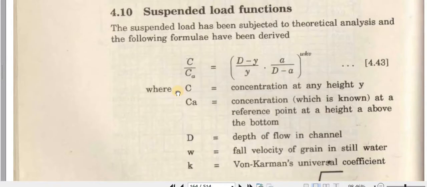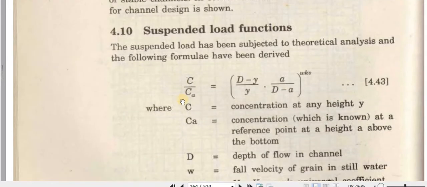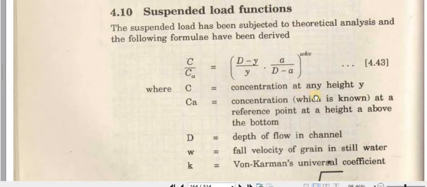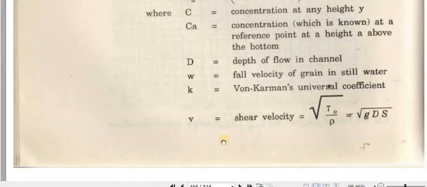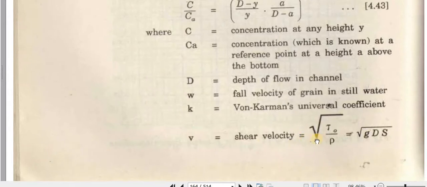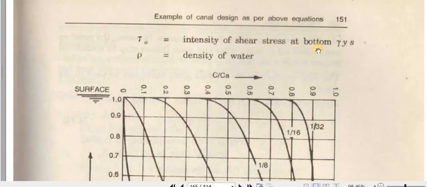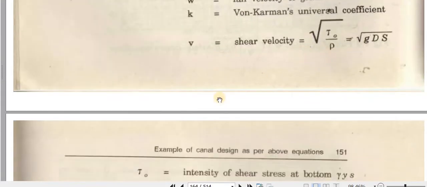And the third function is the suspended load function. For the suspended load function, we have the equation like this one, where Ca is the concentration at any height y from the bed, and the concentration which is known at a reference point at a height just above the bottom of the bed, and depth of flow, W the fall velocity of grain, and K is the von Karman universal coefficient, and V is the shear velocity, that is equal to the square root of threshold shear stress divided by density, where G ds under root, and intensity of shear stress at bed and density of water. So this rho is the density of water.